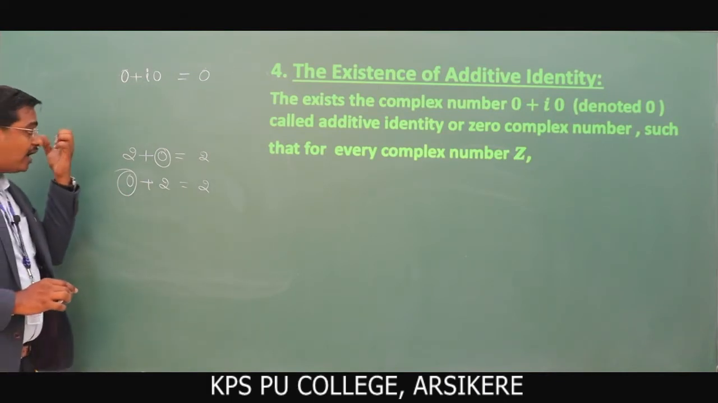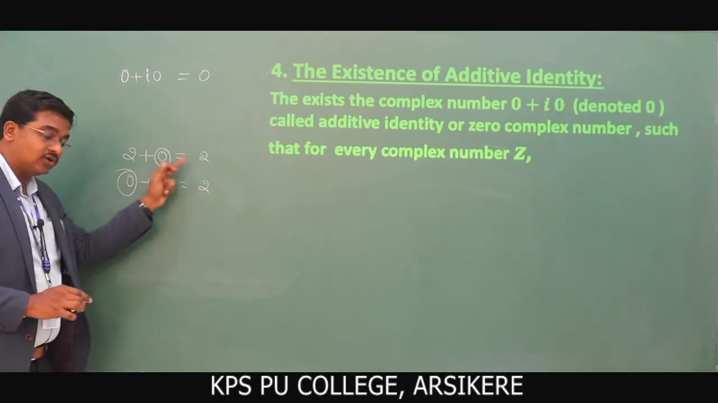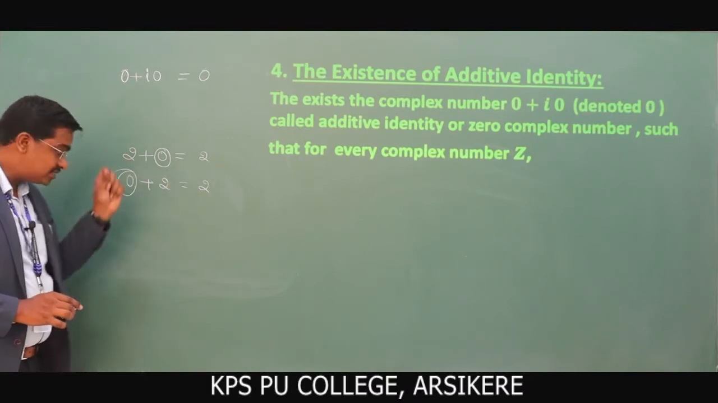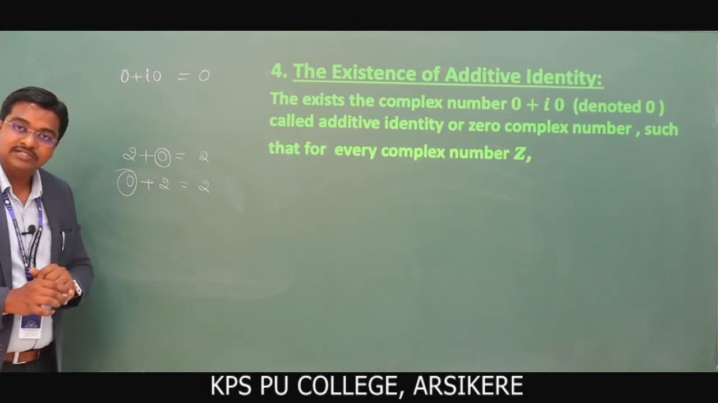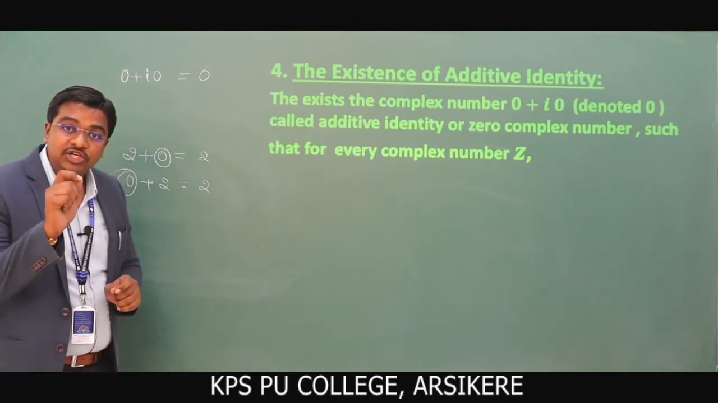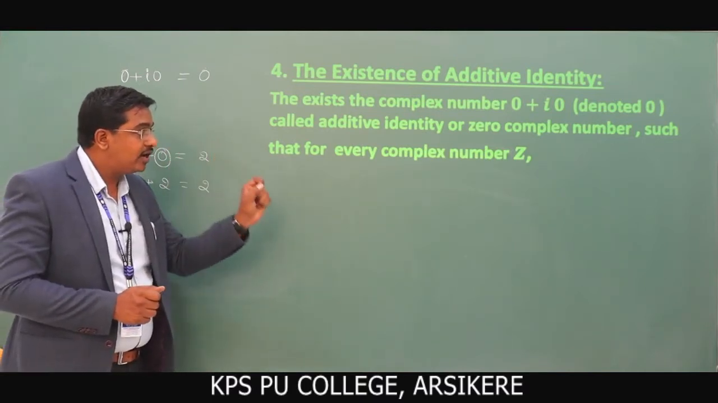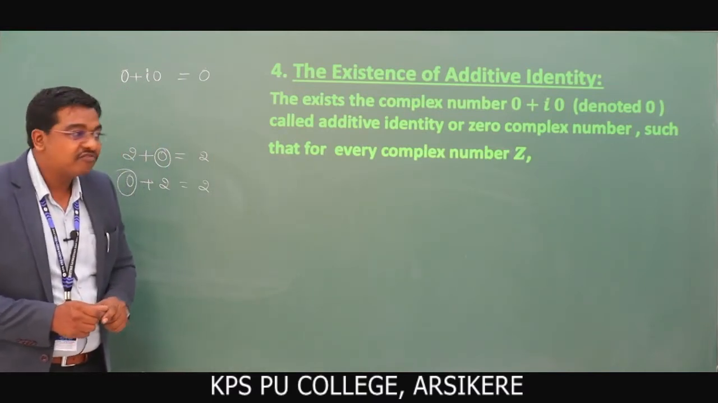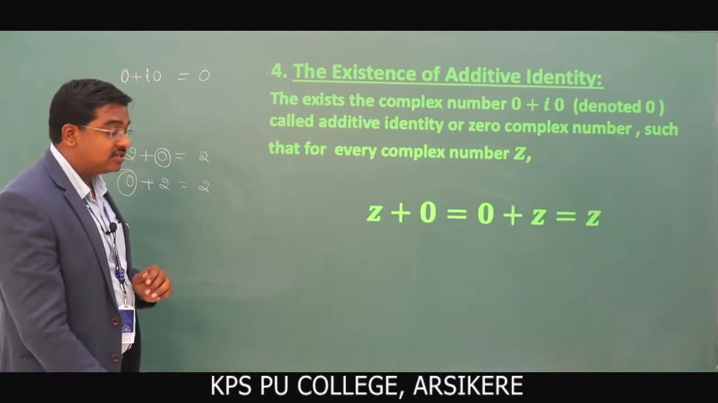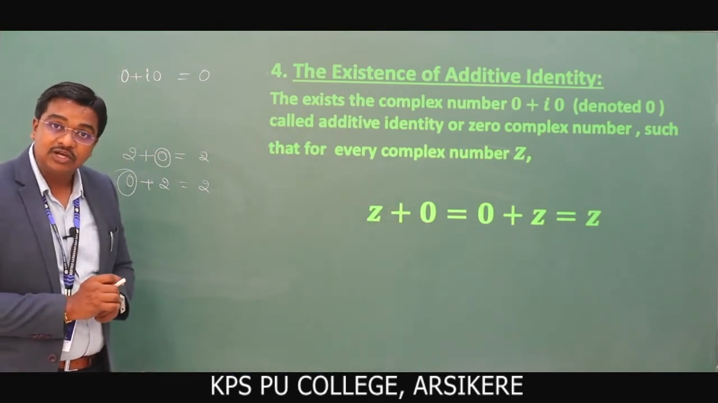It means when you add the identity to a number, we get the same number. 3 plus 0 is 3. 5 plus 0 is 5. 6 plus 0 is 6. At the same time, 0 plus 6 is also 6. This is called identity. There exists a complex number 0 plus i into 0 denoted by 0, called additive identity of the complex numbers, such that for every complex number z which follows this condition, z plus 0 is equal to 0 plus z is equal to z.